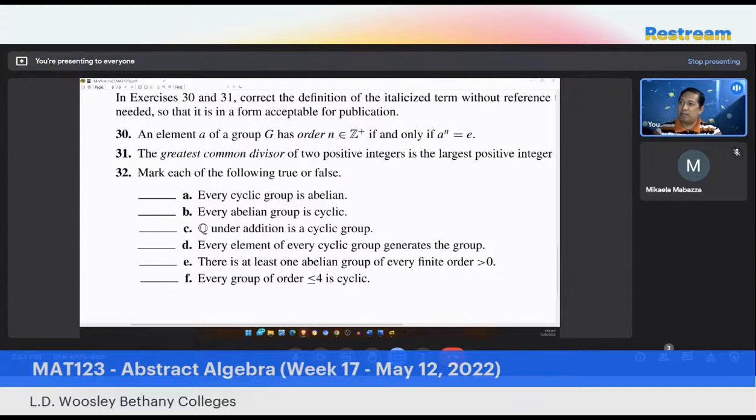Okay, about every element of a cyclic group generates the group. Okay, that's a trivial question, no? Every element of every cyclic group generates a group. So lahat ba ng element ng cyclic group generates a group? O merong mga independent? False po. Oh, it's false also. Letter D is false. Letter E, there's at least one abelian group of every finite order greater than 0. At least one abelian group in finite order.